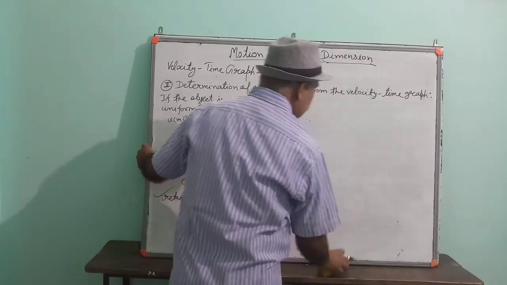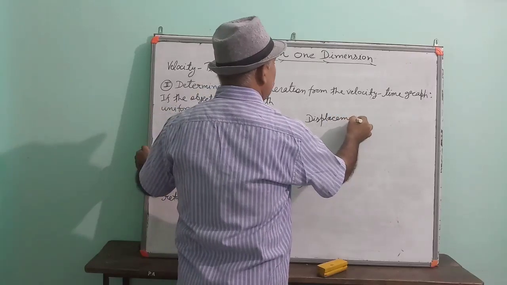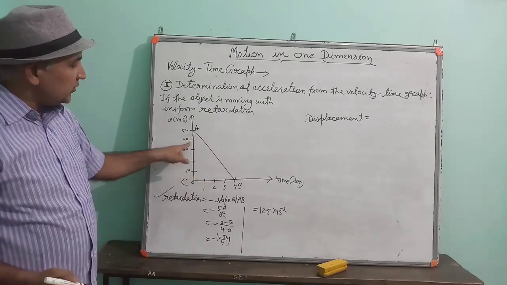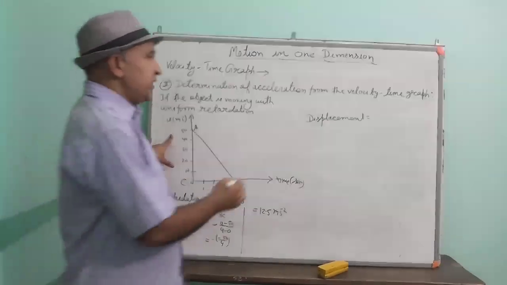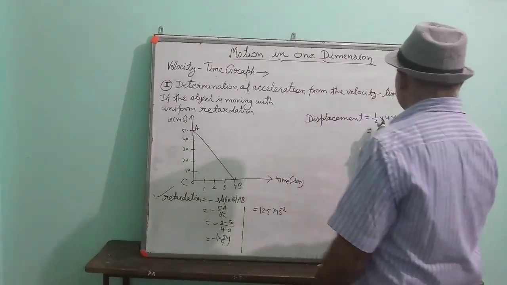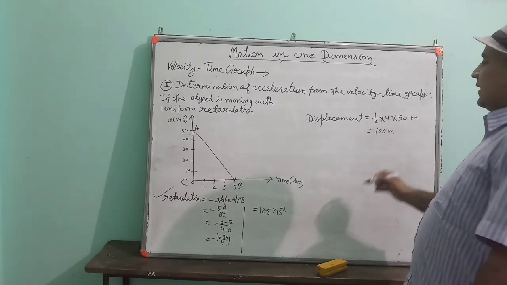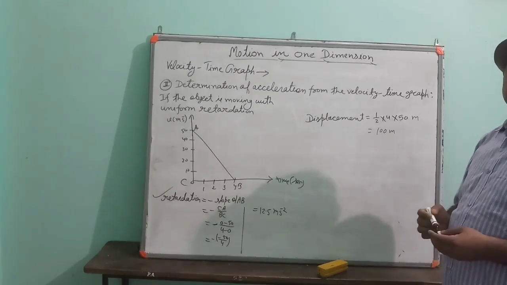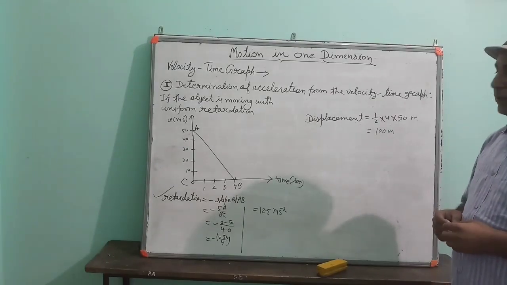Now, how to find the displacement? To find the displacement, we will find the area of this portion. Area of this triangle will be half into 4 into 50. Area of triangle is half into base into height. This is the method and it will come in meter. That means 100. That means in this graph the displacement is 100 meter and retardation is 12.5 meter per second square. Okay. Now pause the video and note down these things.